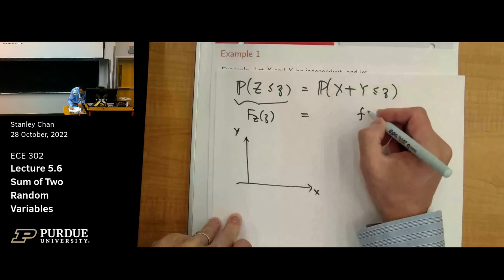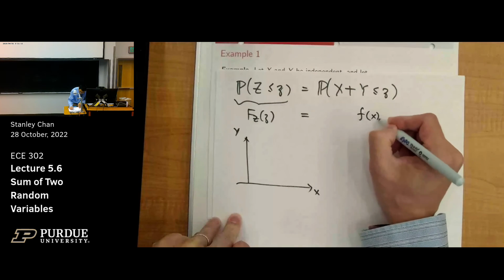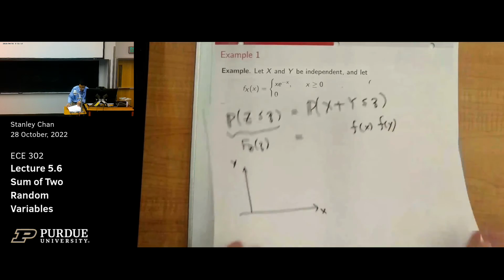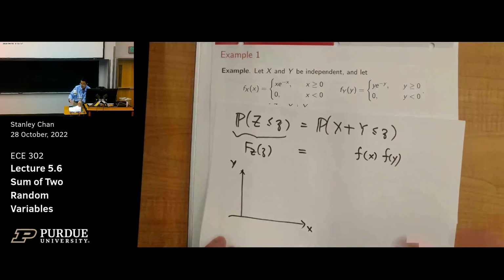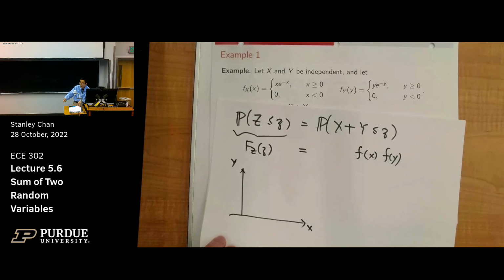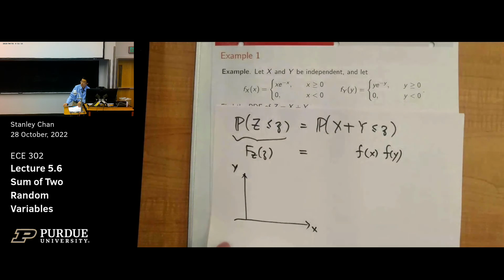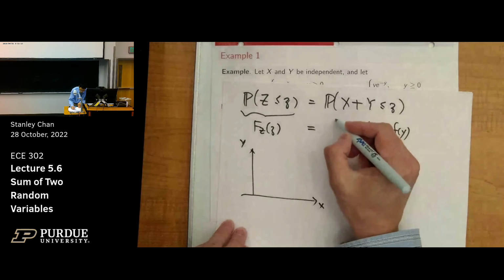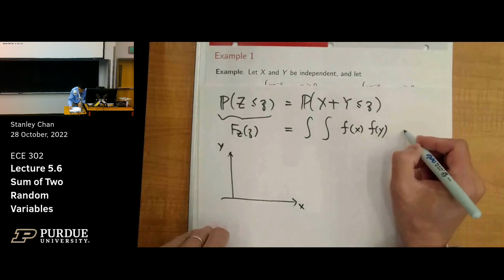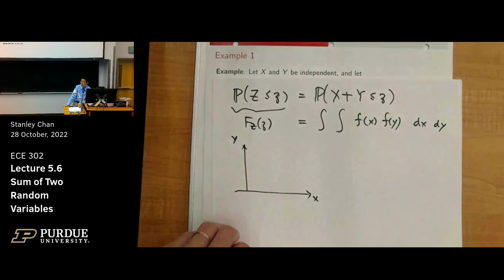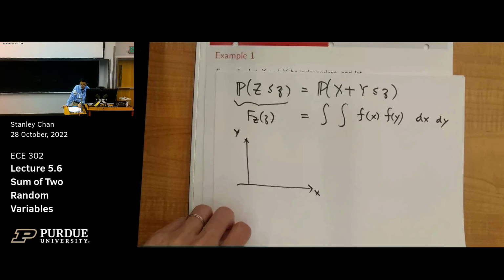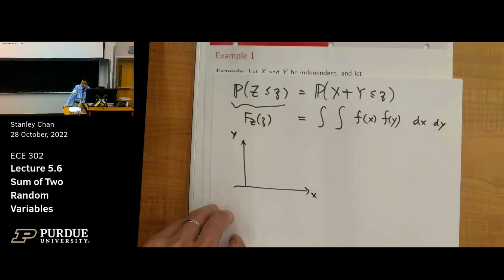Clearly, if I want to calculate this probability, it will involve fX and fY. Now, it's a product because they're independent. Technically, I need to start with a joint distribution of X and Y, but since they're independent, I can just write them as a product of these two. I need to do this double integration, dx and dy, over the event that I'm considering, which is X plus Y less than or equal to z.